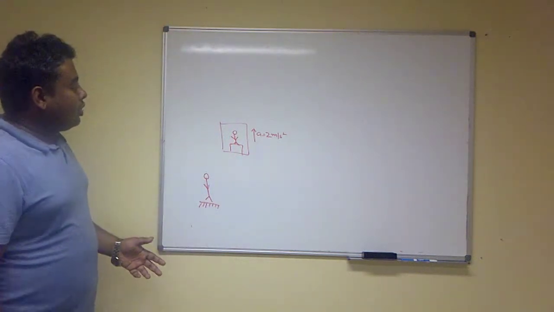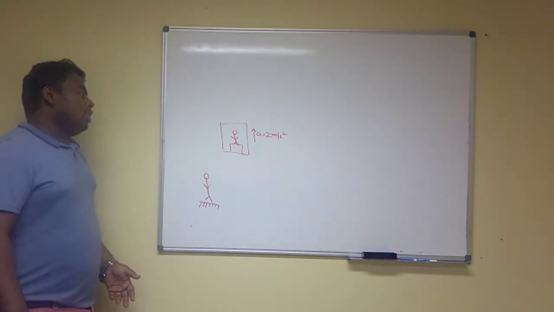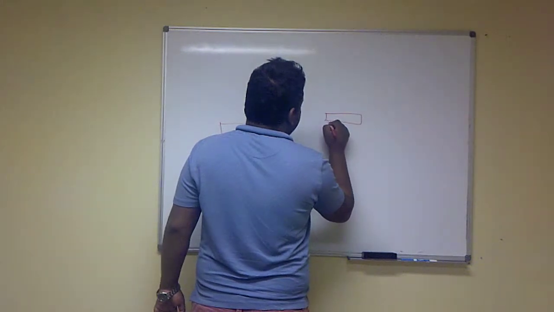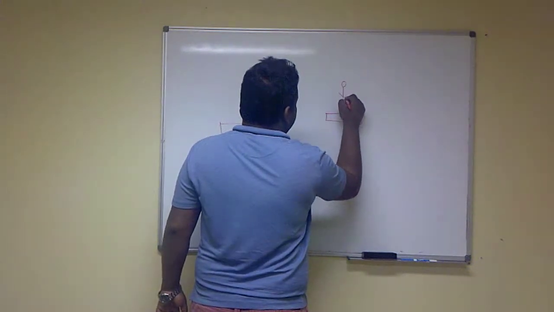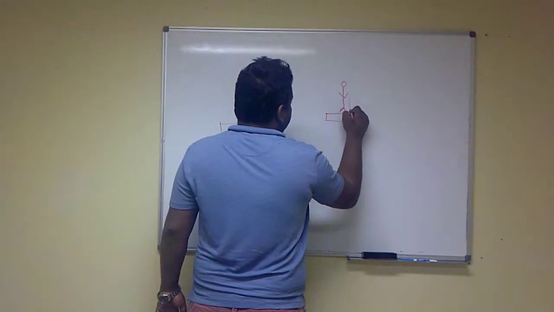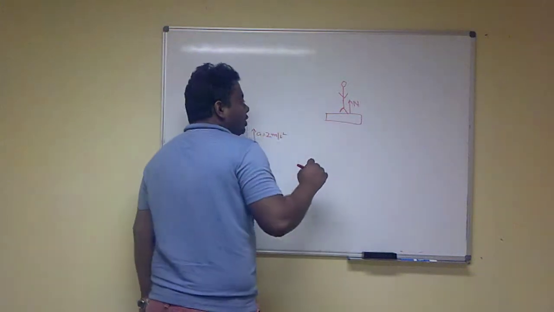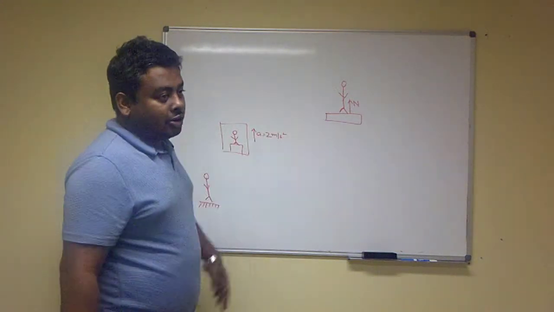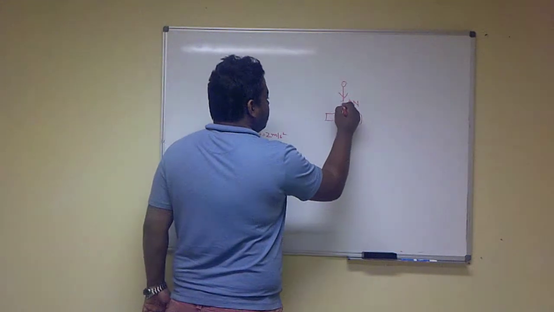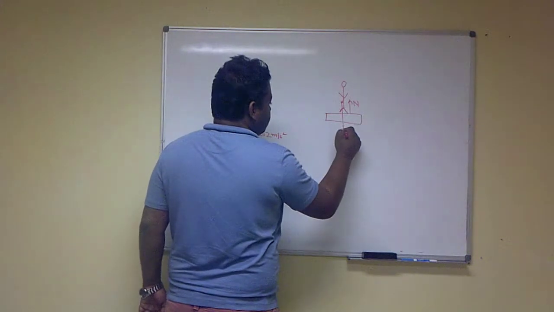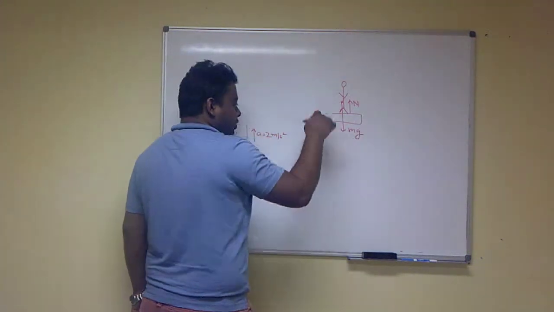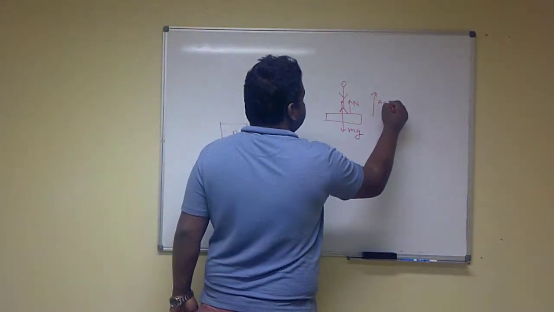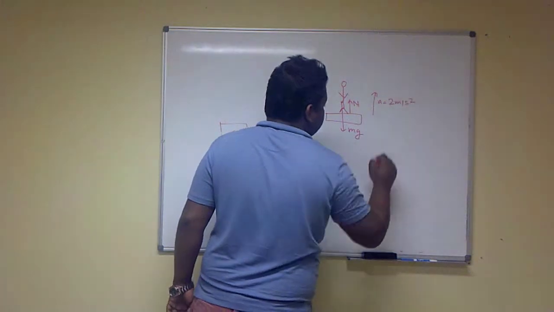So in order to perform this calculation, what you would do is try to figure out what is the normal force acting on me or on that particular person. So this is normal in the upward direction. This is acceleration due to gravity in the downward direction, and the entire thing is moving at an acceleration of 2 meters per second square.